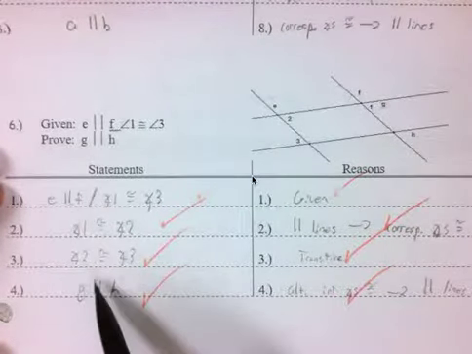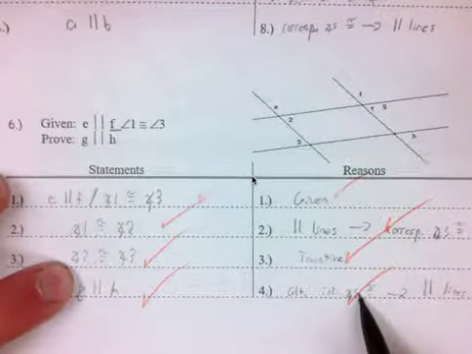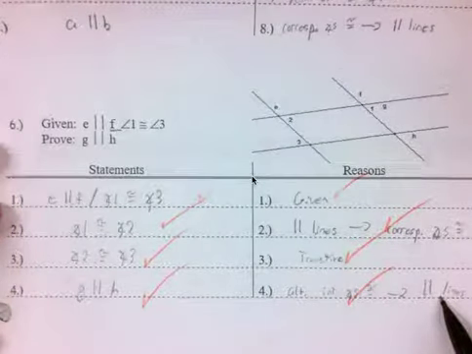So your reason is in this order. The alternate interior angles are congruent first, and the parallel lines are your conclusion. That's the part that comes second.